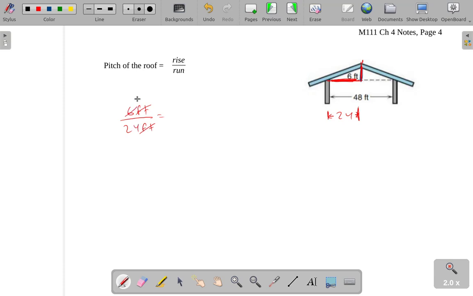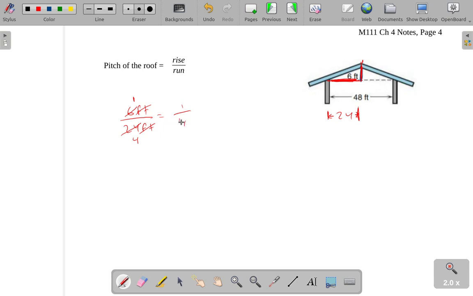So that means when I cancel a factor of 6 here, I leave a 1 here. 6 divided by 6 is 1. When I cancel a factor of 6 here, I leave a 4 behind, because 24 divided by 6 was 4. That's what I just typed into the calculator. So here we would say the pitch of that roof is 1 over 4.